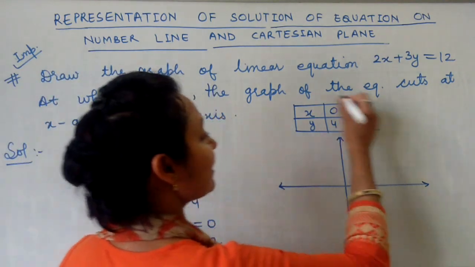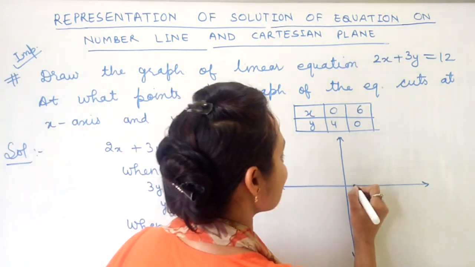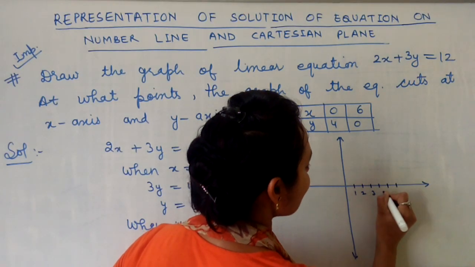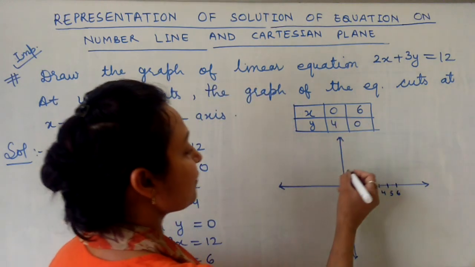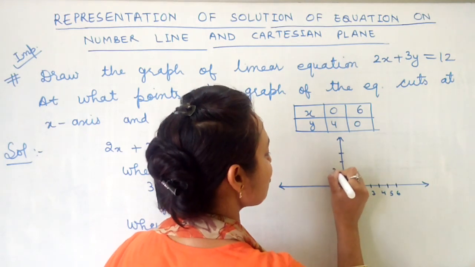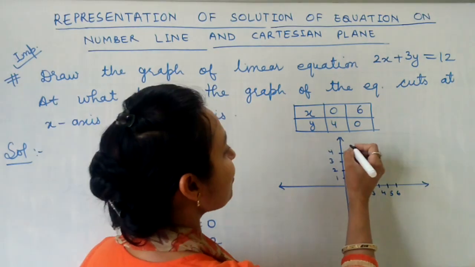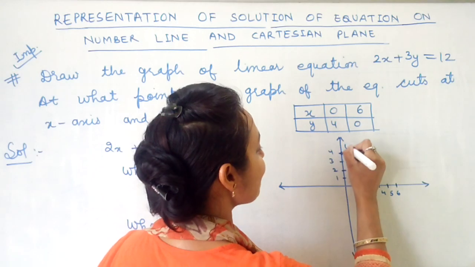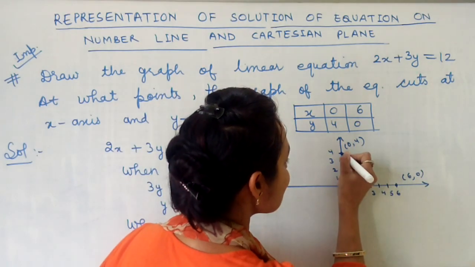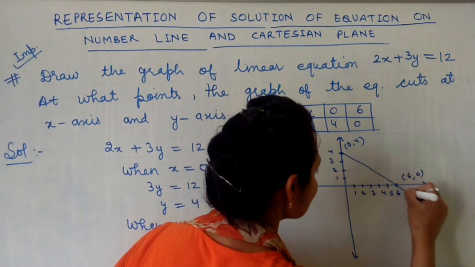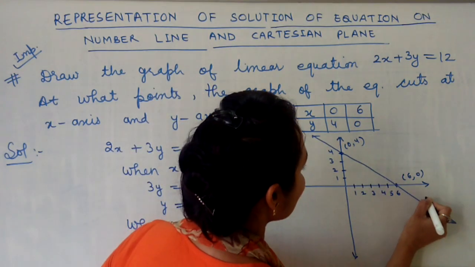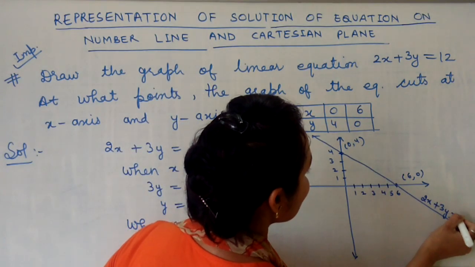We take the numbers of x up to 6: 1, 2, 3, 4, 5 and 6. On the y side we take 4 points: 1, 2, 3 and 4. So here is the point (0, 4) and here is the point (6, 0). I will join these two points with a line like this. I will write the equation here: 2x plus 3y is equal to 12.